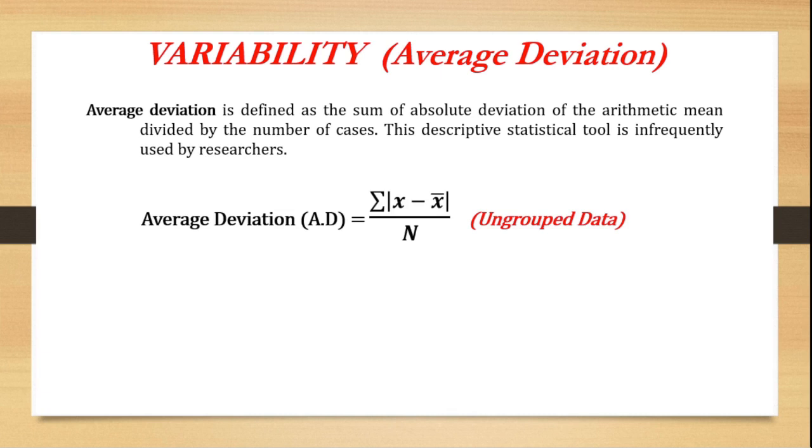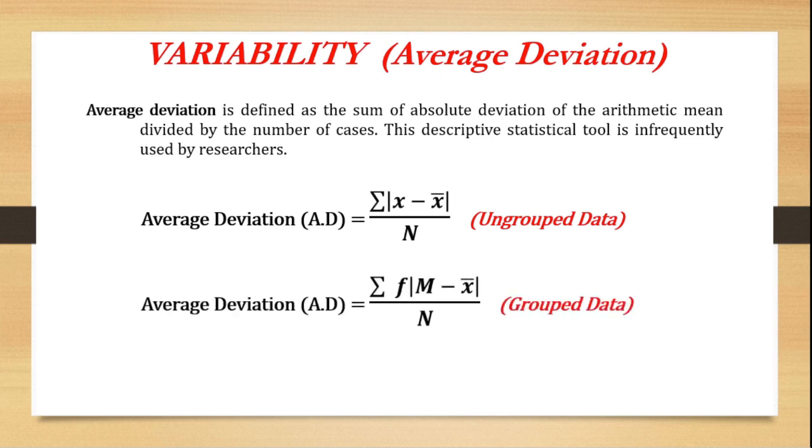These are the formulas. For ungrouped data, average deviation is equal to the summation of the absolute value of x minus the mean, divided by n. And for grouped data, average deviation is equal to the summation of the product of the frequency and the absolute value of the midpoint minus the mean, divided by n.